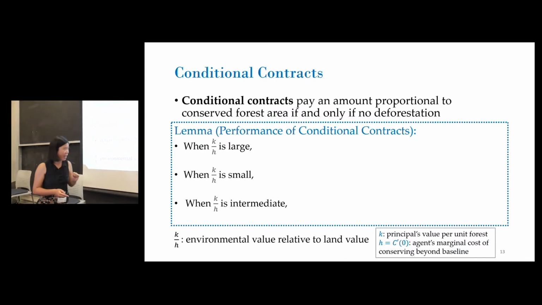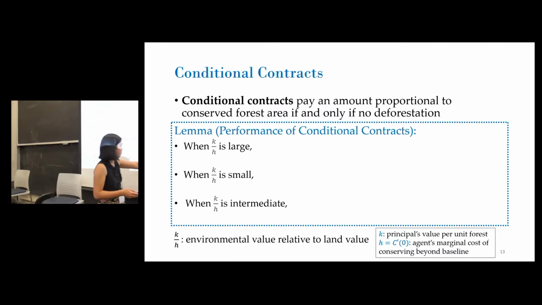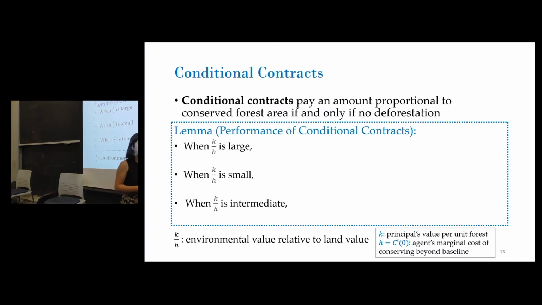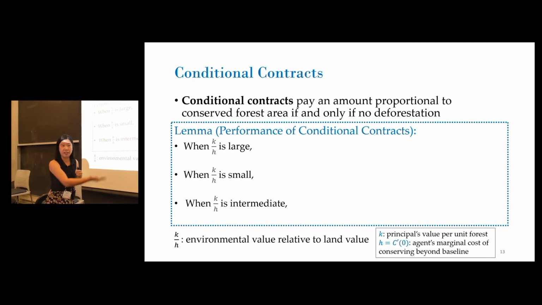What is K over H? I'm sure you've already forgotten my model by now, but the K over here is the principal's per unit value for per area of land that's conserved. And this H was hiding a little bit. You can think of it as the agent's marginal cost of conserving beyond the baseline amount. Okay? It was basically the multiplier I had in front of my convex, my quadratic costs.